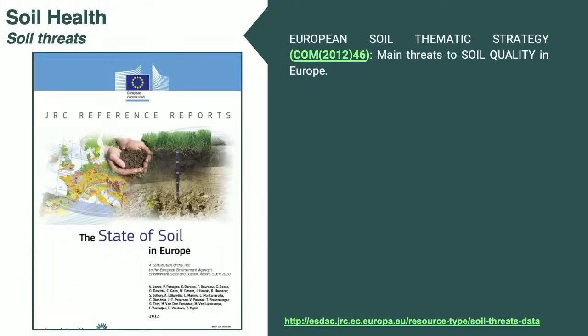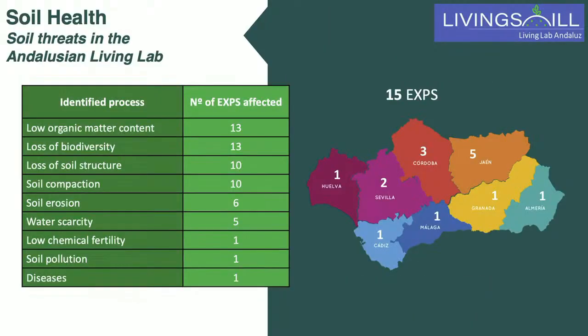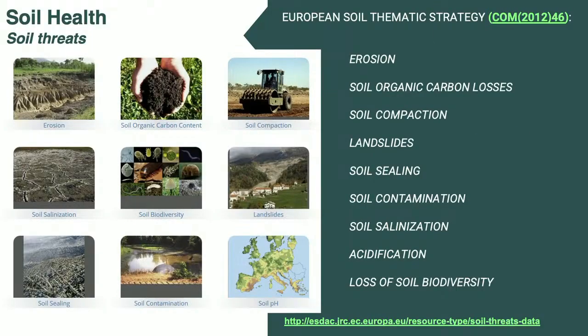In its European Soil Thematic Strategy in 2012, the Commission fixed nine soil threats, nine soil degradation processes that threaten soil health in Europe: erosion, soil organic carbon losses, soil compaction, landslide, soil salinization, soil contamination, and others.